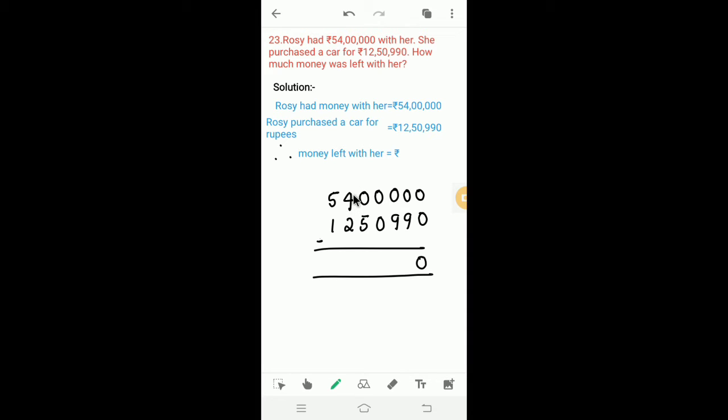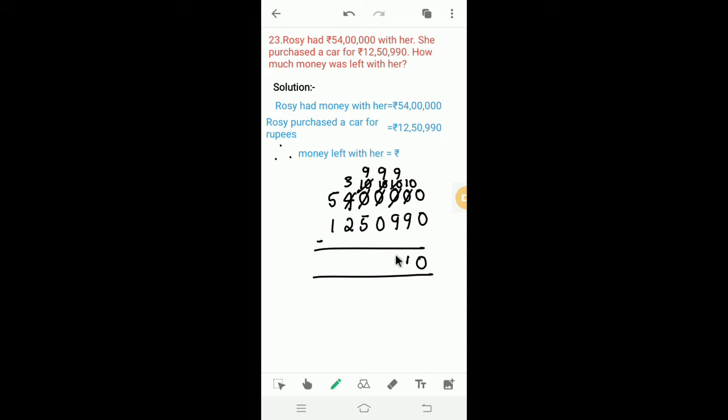If we borrow from 4, then 4 becomes 3 and here 0 becomes 10. Now we can borrow from 10. 10 becomes 9 and here 0 becomes 10. Now we can borrow from 10. 10 becomes 9 and here 0 becomes 10. Now we can borrow from 10. 10 becomes 9 and here 0 becomes 10. 10 minus 9 is how much? 10 minus 9 is 1.